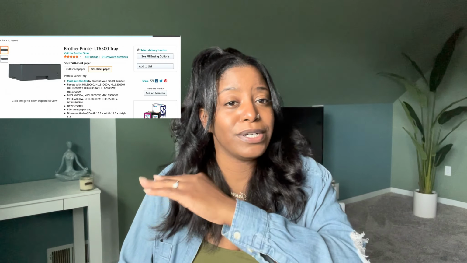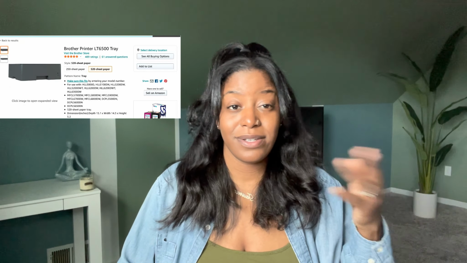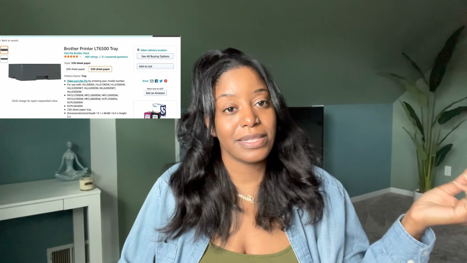I think Amazon has them for like $170. I'm not sure, but I'll put one right here just to show you guys exactly what the extra tray looks like when it comes to a Brother printer.